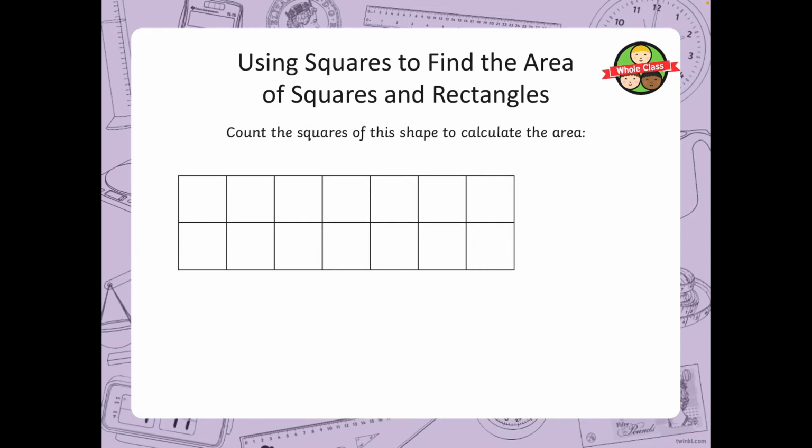What about this one? Let's count the squares of this shape to calculate the area. 1, 2, 3, 4, 5, 6, 7, 8, 9, 10, 11, 12, 13, 14. The area is 14 squares. 2 times 7. That gives me 14. Can you see we're making links, like Sid the Spider? We can use our times tables here to help us.